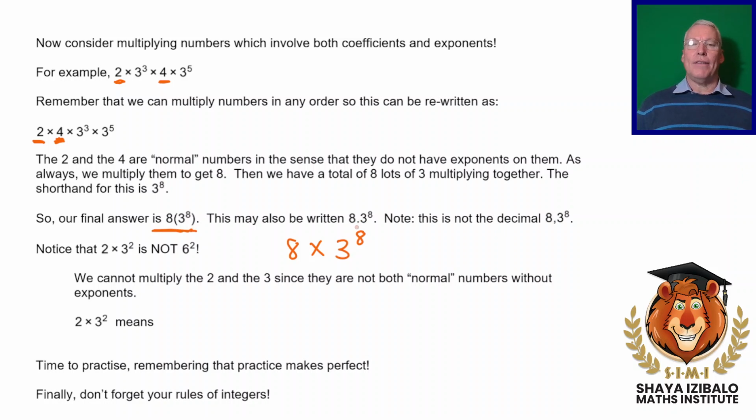Or instead of a times, we can write a dot. I don't really like that very much. I think it gets confused with the decimal point. Okay, but a dot is what we write as a decimal comma.